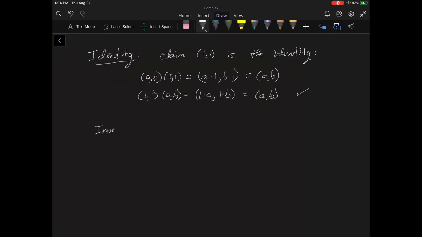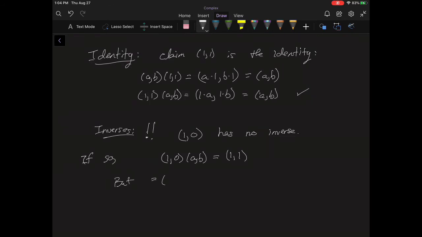Next, we're going to check inverses. And inverses is where it fails. So if we have (1, 0), for instance, 1 plus 0i, we see that there is no multiplicative inverse. Because if we take any complex number, say a plus bi, or the ordered pair (a, b), and multiply it, we're going to get a plus 0i, or (a, 0).